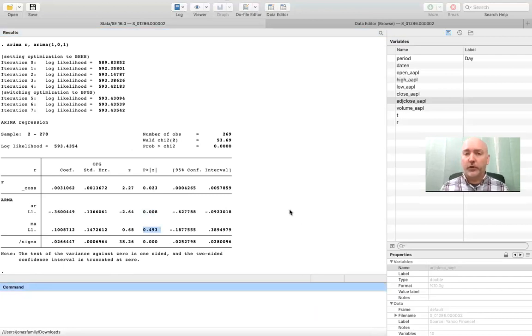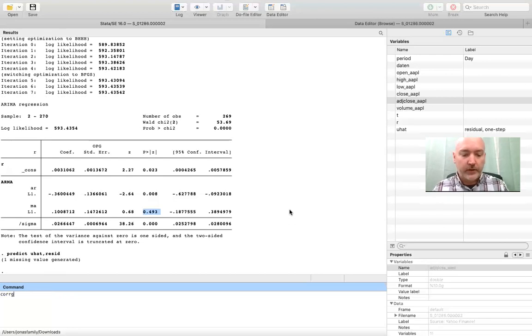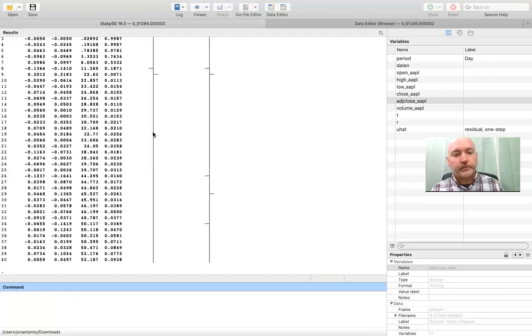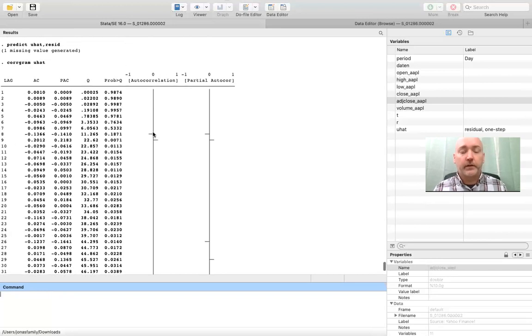So our primary concern is to figure out if we have enough in our model that we've reduced the residuals down to pure randomness. We've extracted all of the predictive information we can out of that. So we'll follow this up with the predict command. We'll get the residual. So predict uhat, comma, resid. And then we'll throw that into the correlogram, looking for significant correlations and hoping that we don't find them, right? So this is looking pretty good.